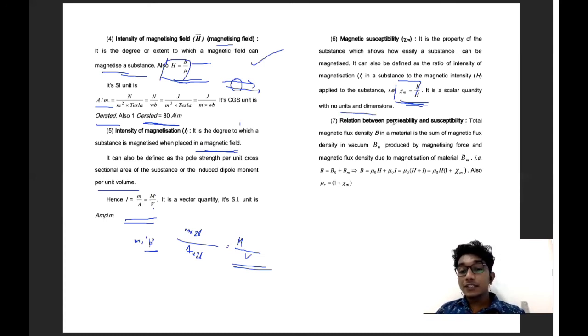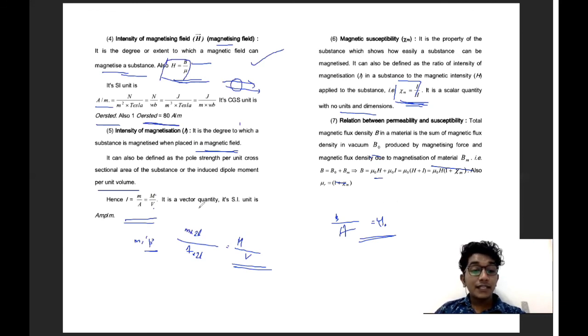Okay, so relation between permeability and susceptibility. Here you only have to consider B is equal to B0 plus Bm. What is B0? B0 is the magnetic flux density in vacuum due to the magnetizing force, and Bm is that in the magnetizing material. We know that B0 is mu 0 into H, because B by H is equal to mu 0, as we have seen. Again, for the magnetizing material, Bm is equal to mu 0 I.